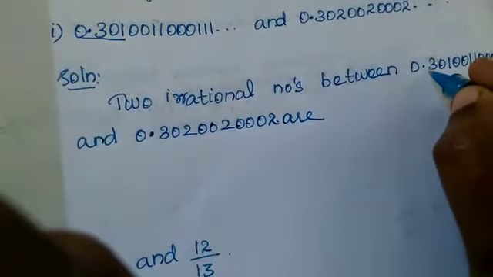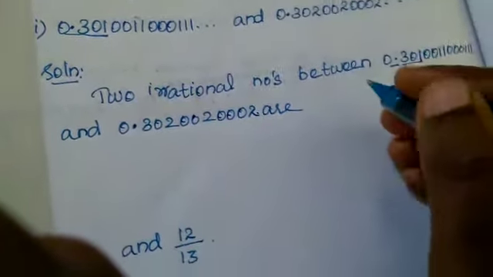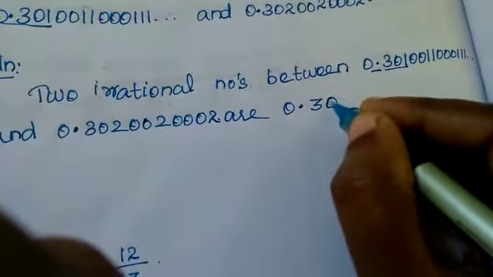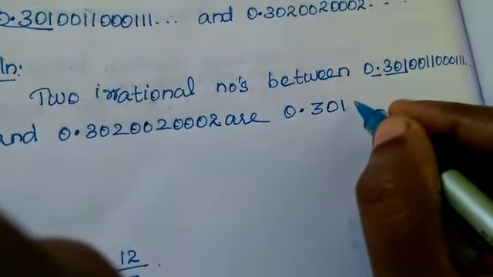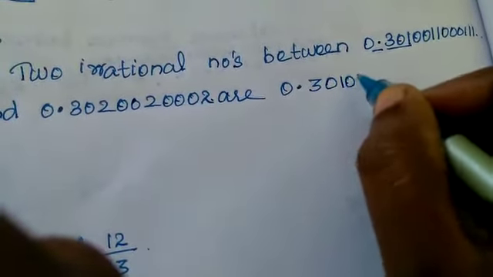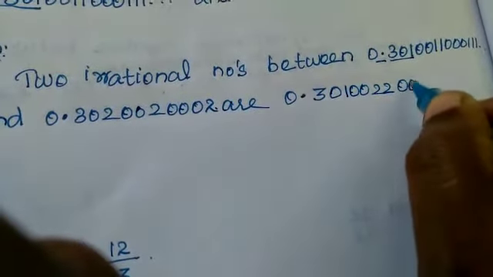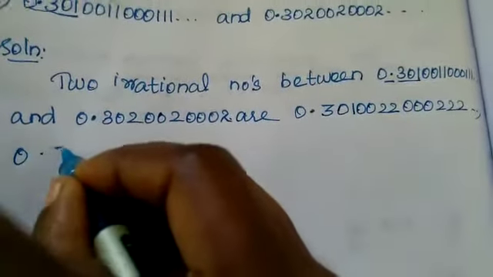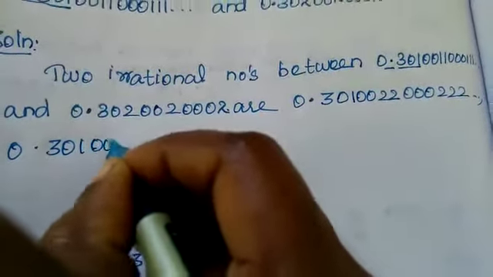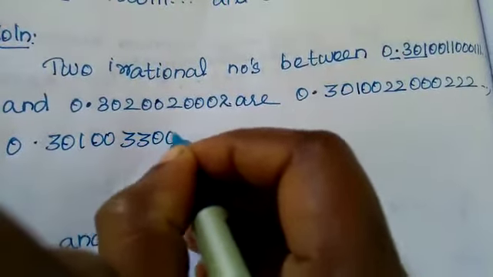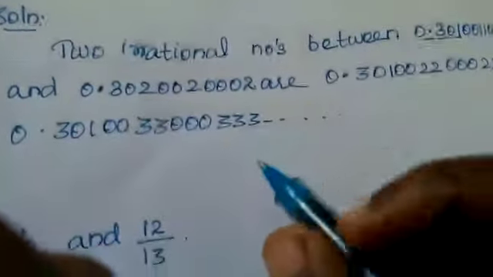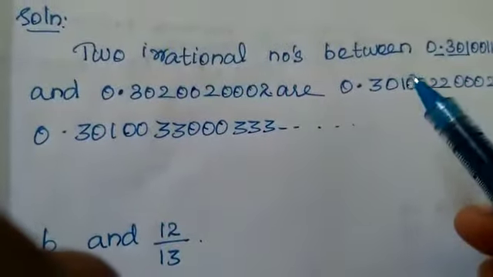Now first I am taking 3 digits after the decimal. Now what's the next? Tell me the next. 301. How do you write? 0.3010022000222 etc. and 0.301000330033 etc. The same. You can write any numbers next, like 4, 4, 5, 5, 6 etc. That's the answer. Two irrational numbers between.